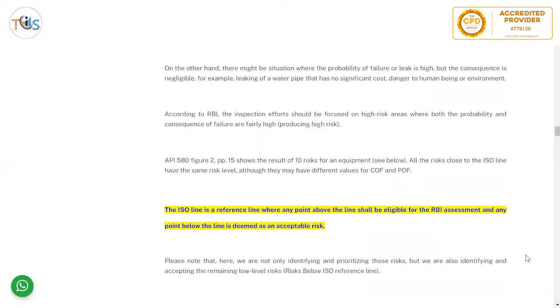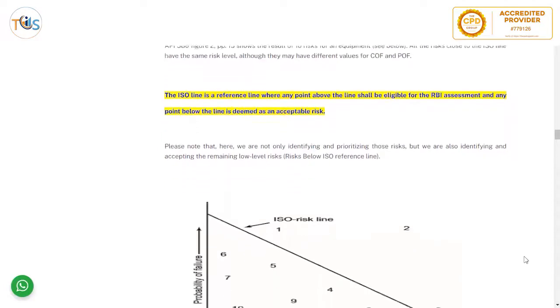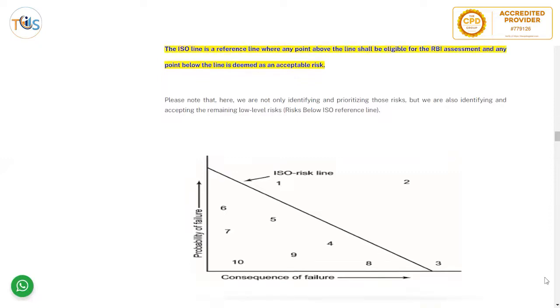All the risks close to ISO line have the same risk level, although they may have different values for COF and POF. The ISO line is the reference line where any point above the line would be eligible for RBI assessment, that means unacceptable risk, and any point below the line is deemed acceptable risk. Please note that we are not only identifying and prioritizing those risks, but we are also identifying and accepting the remaining low-level risk below ISO reference line. So ISO reference line is the threshold or the line for acceptance of the risk.